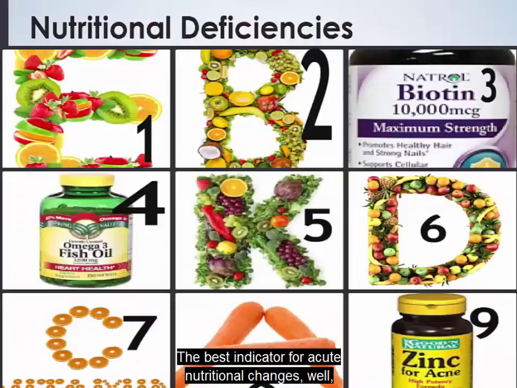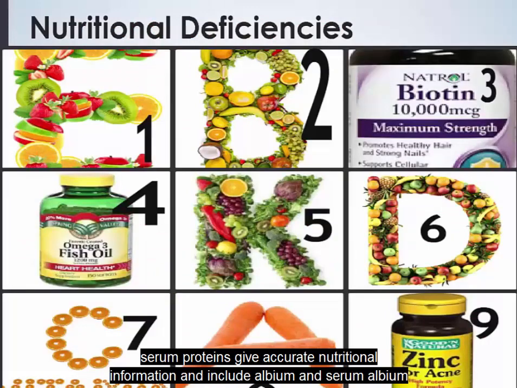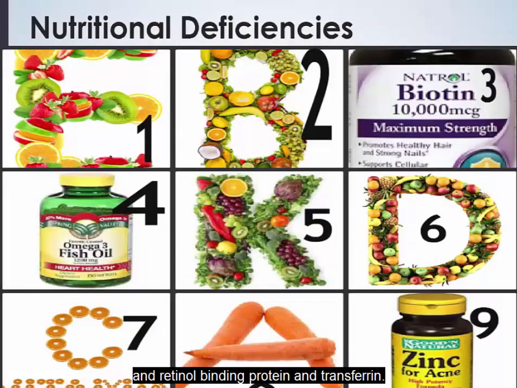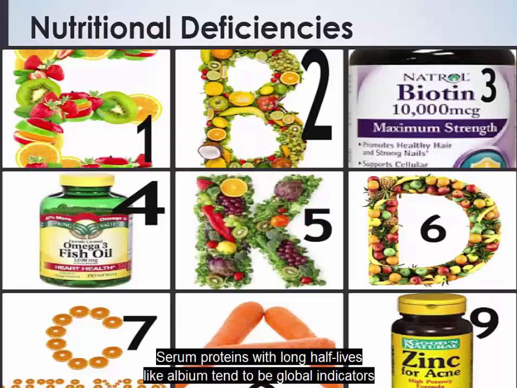The best indicator for acute nutritional changes? Well, serum proteins give accurate nutritional information and include serum albumin, retinol-binding protein, prealbumin, and transferrin. Serum proteins with long half-lives, like albumin, tend to be global indicators of nutritional status, and proteins with shorter half-lives, like prealbumin and transferrin, provide information on acute nutritional status change.